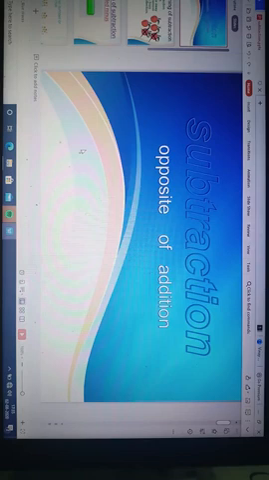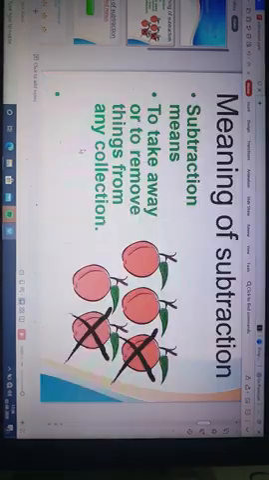First of all, let me revise the concept of subtraction. Subtraction is just opposite to addition. In addition, we bring all things together, but in subtraction, the reverse happens. We take away something from a group. Is it clear, beta?